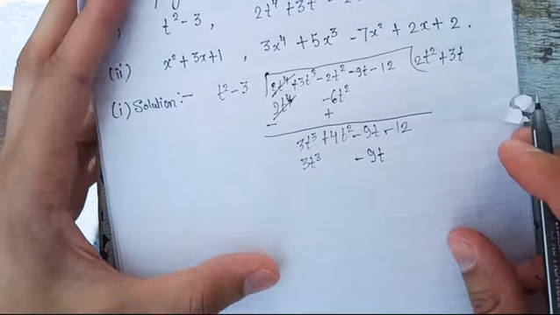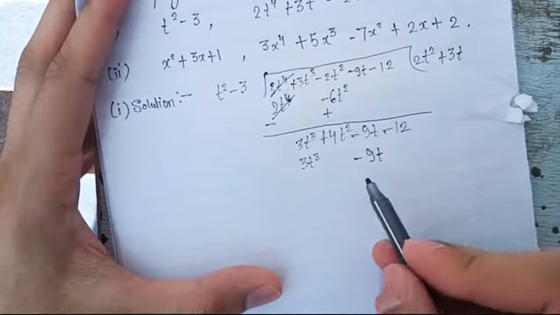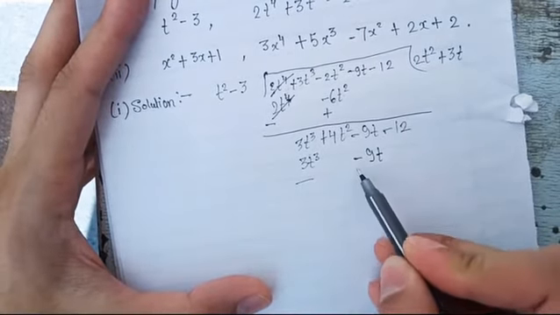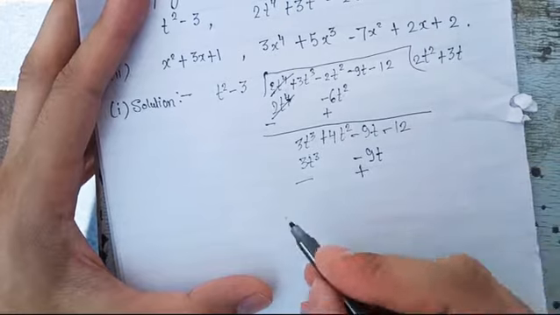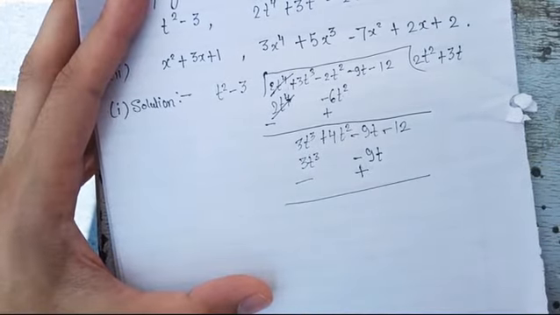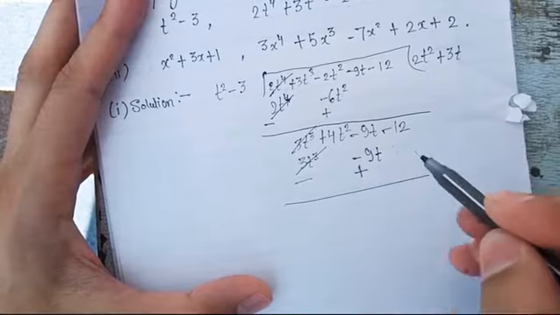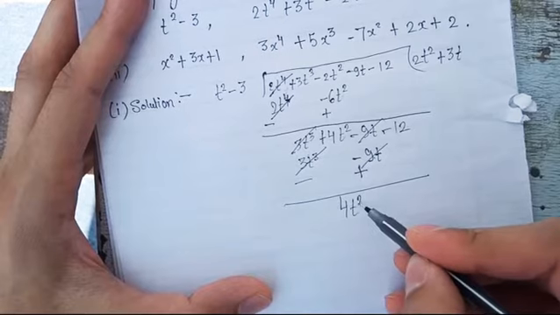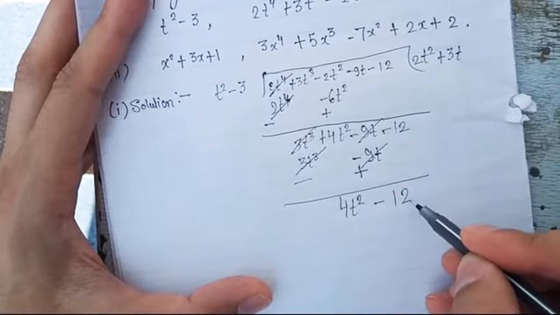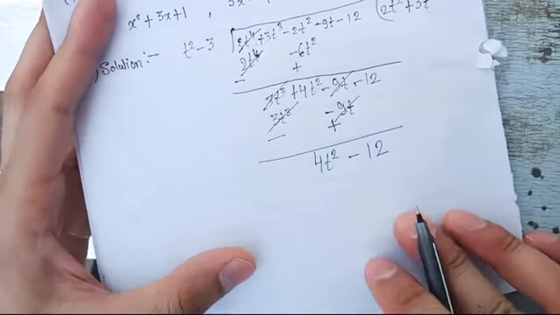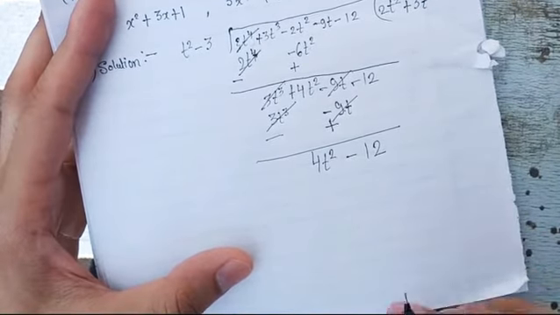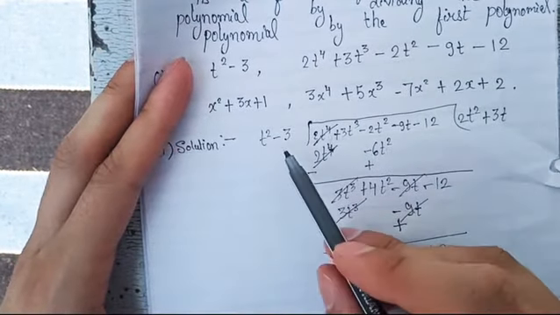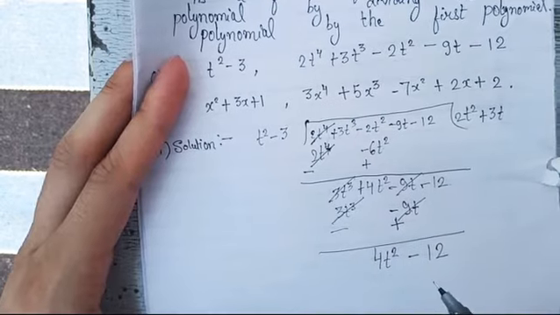Clear? Then we will subtract, we will change the sign convention, so it will become negative, it will become positive. Okay, 3t cube and 3t cube cancel out, minus 9t and plus 9t will cancel out. What will remain? 4t square and minus 12. These are the things which are remaining now. See, here degree is 2, here also degree is 2, so it can be further divided.